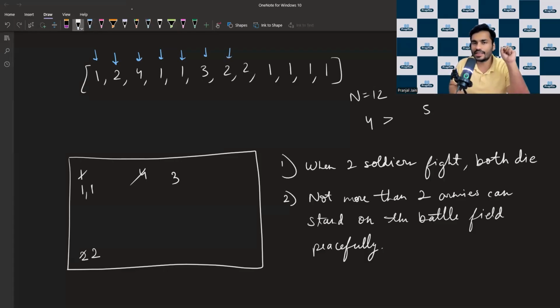Now, there are three armies standing on the battlefield. Same thing will repeat. Three people will fight, and all of them are going to die. There's just one soldier left from army 1 on the battlefield currently. This is how the battlefield looks right now. Moving forward, there's another soldier from army 2 who has come in. Okay. Again, there are two armies on the battlefield. They can stand there peacefully, not an issue.